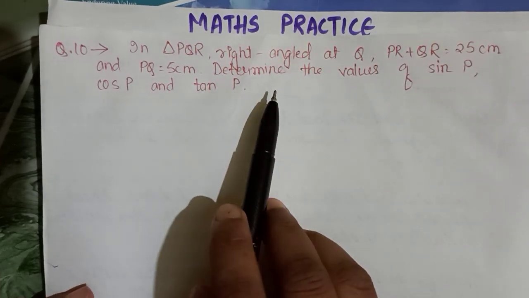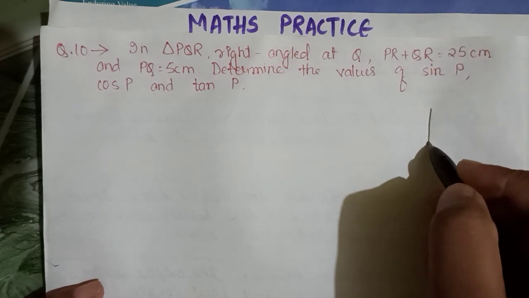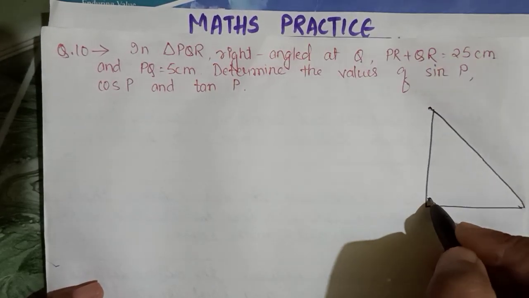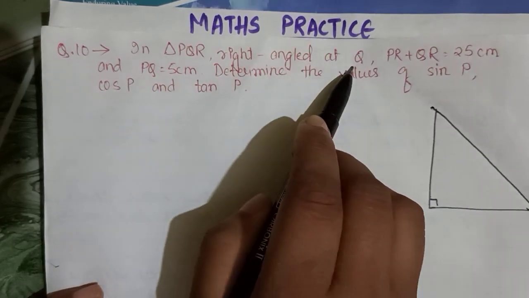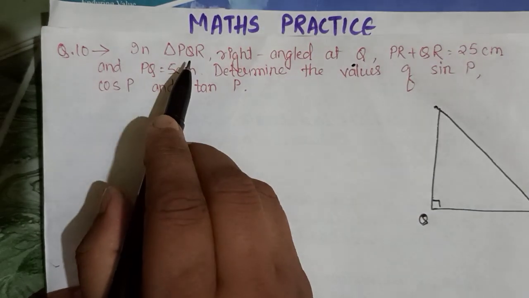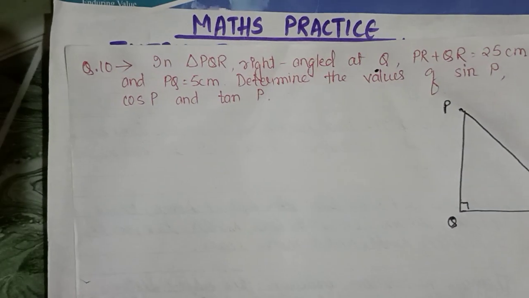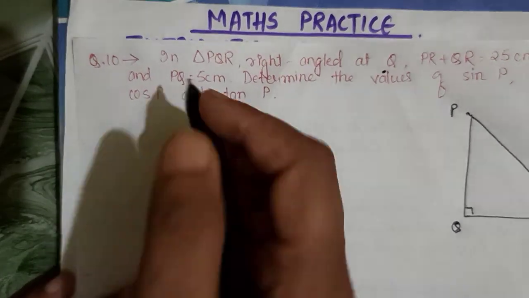So we need to draw one triangle first. So we have drawn this triangle. It is a right angle triangle. It is given here right angle should be at Q. So this is Q and name of triangle will be PQR. So now let us start. PQR is a right angle triangle.